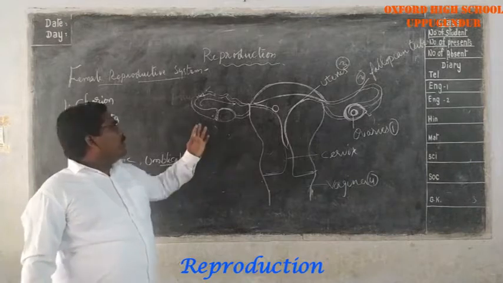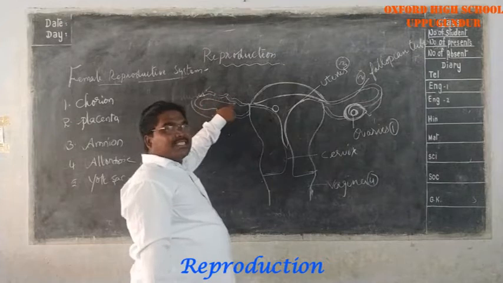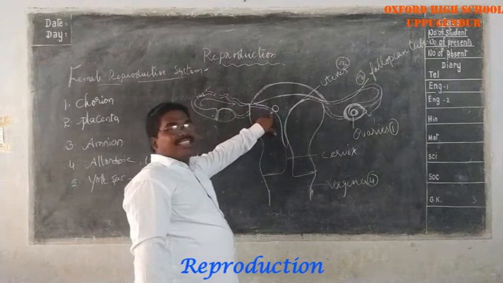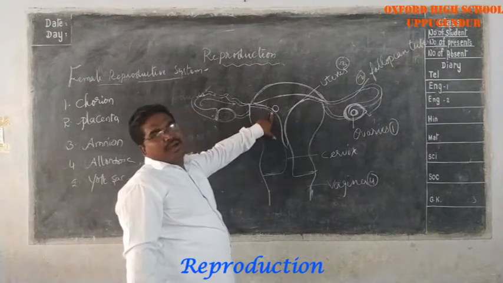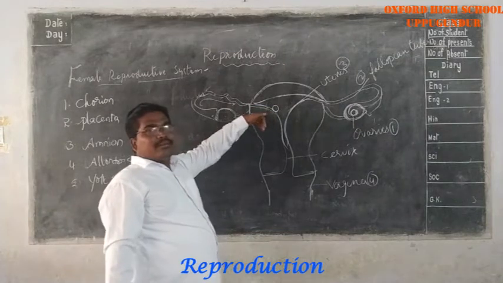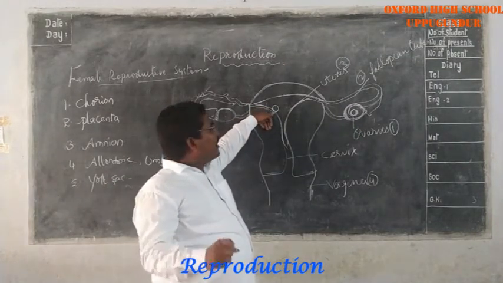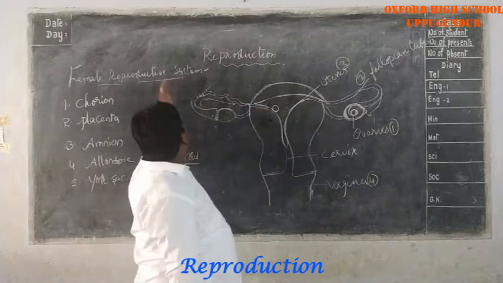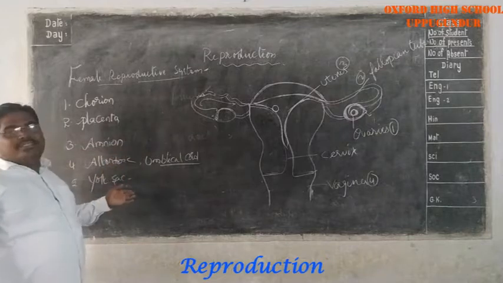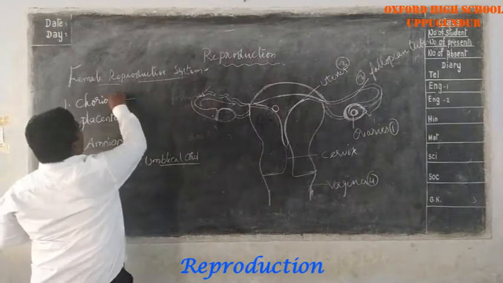Listen carefully. When the ovum travels through the oviduct, if fertilization takes place, the ovum finally sinks into the soft tissues of the uterine wall. Once it is sinking, it forms a strong bond with the uterine wall. Certain layers are developed: chorion, placenta, amnion, allantois, umbilical cord, and yolk sac. I will explain them one by one. The first one is the chorion layer.